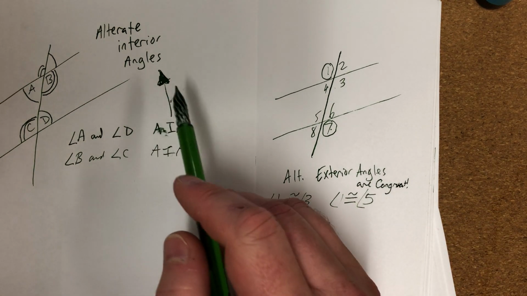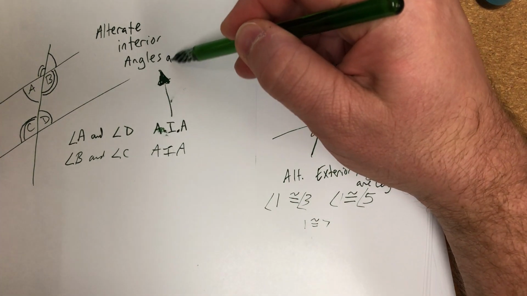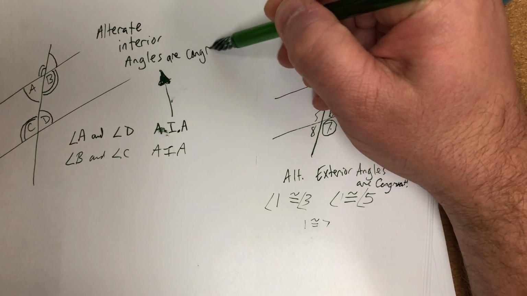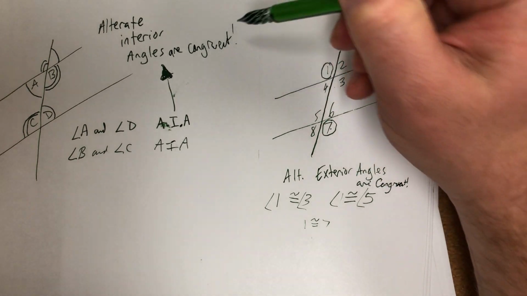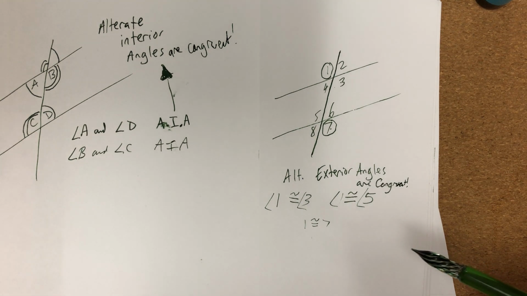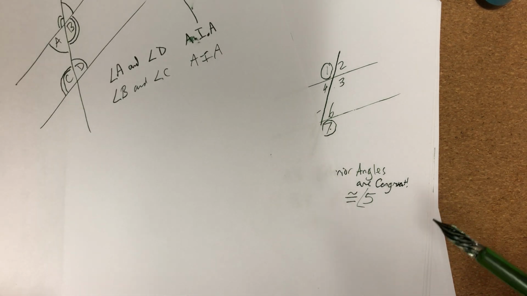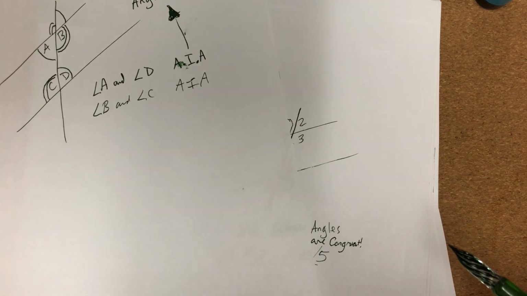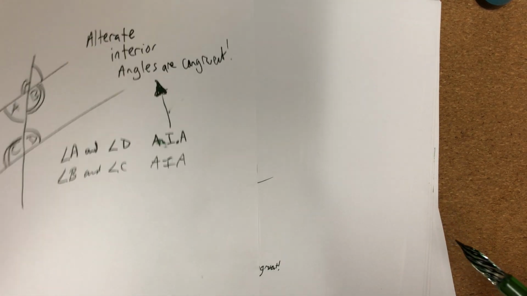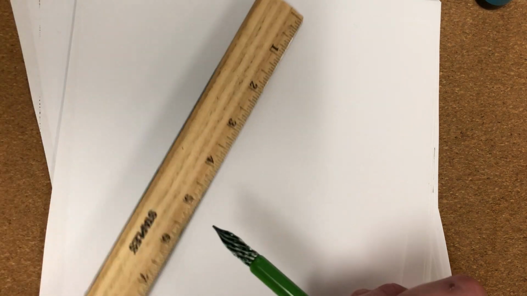So alternate interior angles are congruent. And alternate exterior angles are congruent. Okay, let's see what we're going to talk about next. So these are language that we will see. We'll talk about alternate interior, alternate exterior. Those are phrases that we'll see used. All right. So we talked about alternate. What about when they're on the same side?